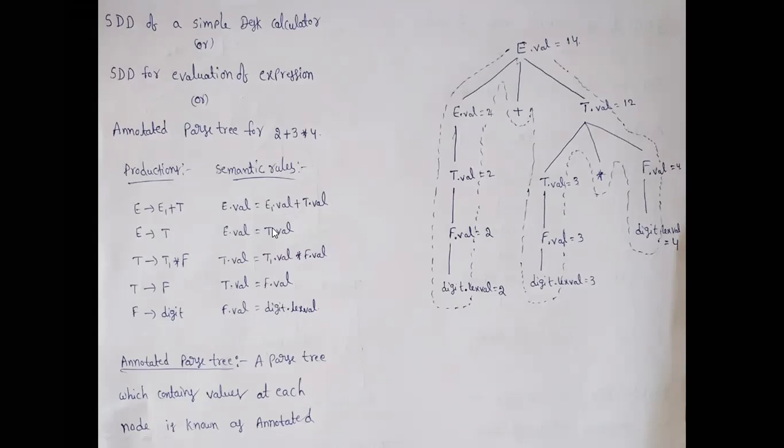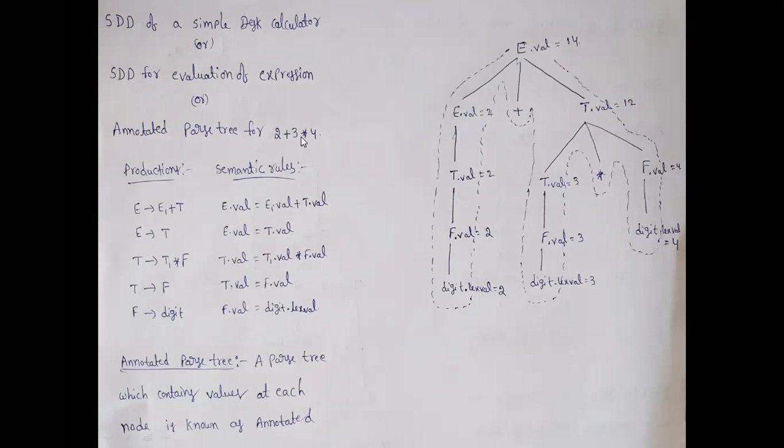In the question paper, we may construct the annotated parse tree for some other, more difficult expression. We have some productions as well as the semantic rules given. That is another way. Here the productions and semantic rules are given. By using these productions and semantic rules, we have to construct the annotated parse tree for 2 plus 3 into 4.